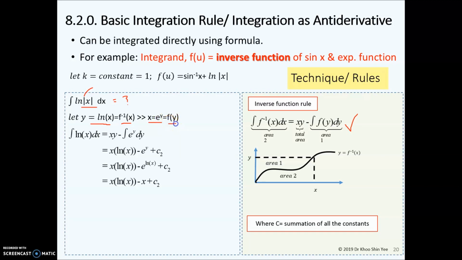This is in y function. So we substitute this inside this formula. So you get the area 1 to be this, and then xy to be the total area. Substitute your y inside, you get this, and then e^y, if you integrate it, you get back e^y as well, and don't forget your constant. So you know that x is equal to e^y, you can substitute. Therefore, you can get the final answer.